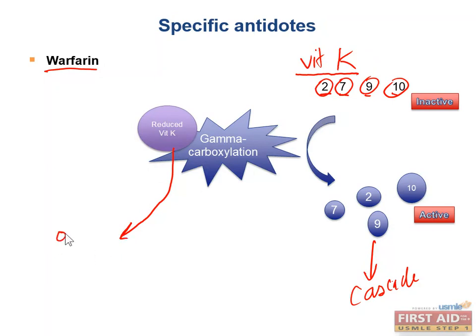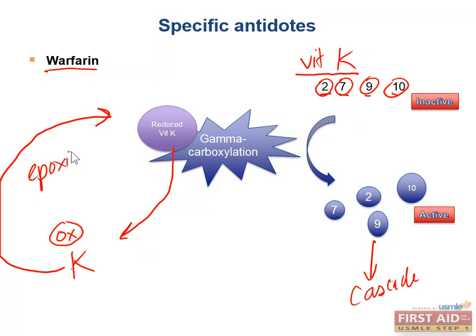Once used, it turns into an oxidized form of vitamin K. Now that's all fine and dandy, but we need to regenerate this oxidized form into our reduced form again, so it can be used again and gamma carboxylate some more inactive clotting factors. Now, we need to introduce a machinery here. We need to introduce our epoxide reductase enzyme. Now, this is going to be the enzyme that's going to be used to reconvert our oxidized form of vitamin K back into our reduced usable form of vitamin K.